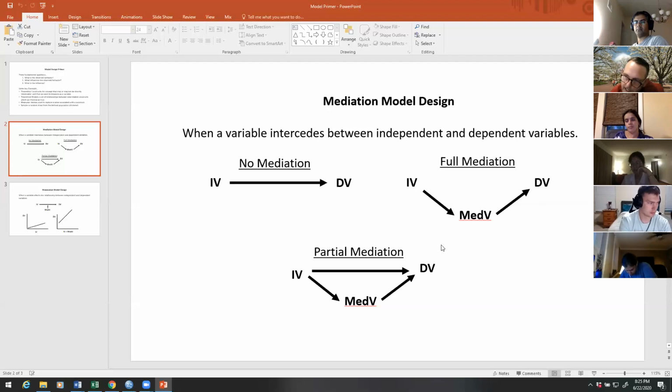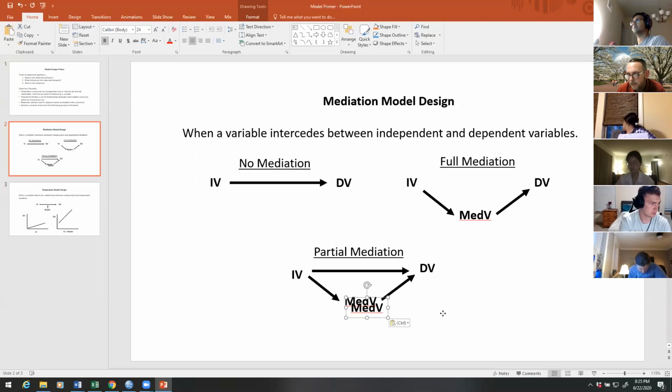The more common thing, and something that you'll see, is partial mediation, where you still have this direct relationship going on, but you add to it this other relationship. So this mediating variable is actually partially influencing the dependent variable in conjunction with the original variable.